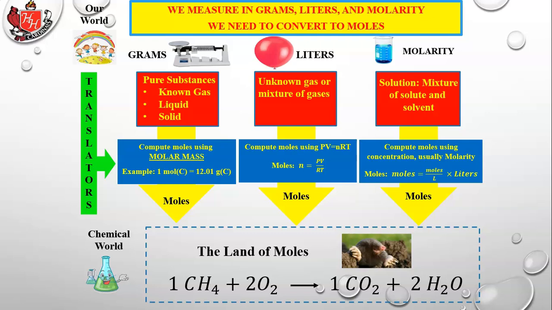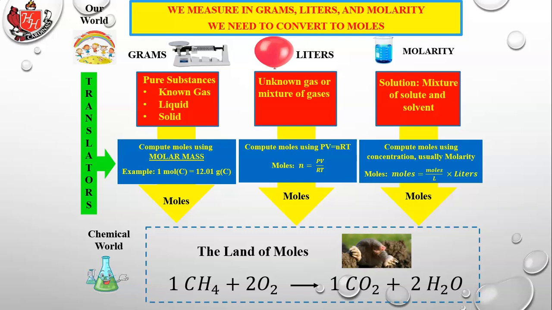So we spent a good amount of time on grams to moles. That's the first column there, the first yellow arrow you see there, making the grams to moles conversion. Then we spent a little bit of time on gases. These can be unknown gases where we calculate the moles of the gas based on the pressure, volume, and temperature of the gas.